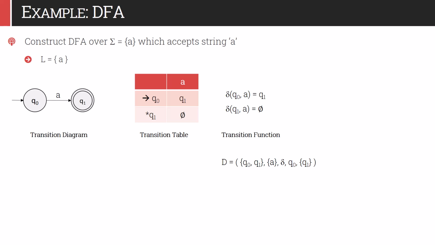Q is the set of states, so here we have two states, Q0 comma Q1. Sigma contains only one alphabet, that is A. Delta is the transition function, which is already discussed. Q0 is the initial state, and Q1 is the final state. So that is shown here.